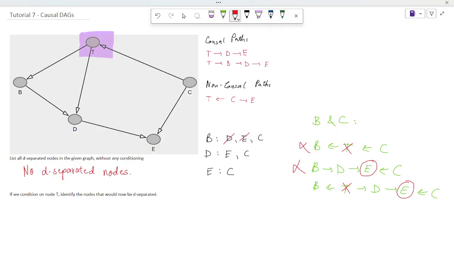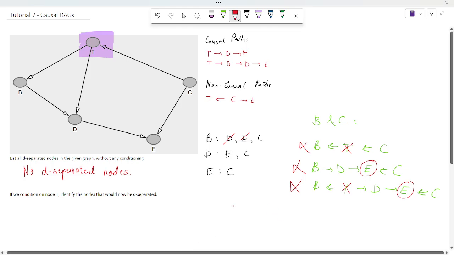क्योंकि कोलाइडर वाला पाथ सिर्फ तब ओपन होता है जब आप कोलाइडर के ऊपर कंडीशन करें. So this path will remain blocked. इसमें T पे condition आप करते या ना करते, this path would have remained blocked. So I can say that all three paths are blocked, aren't they?